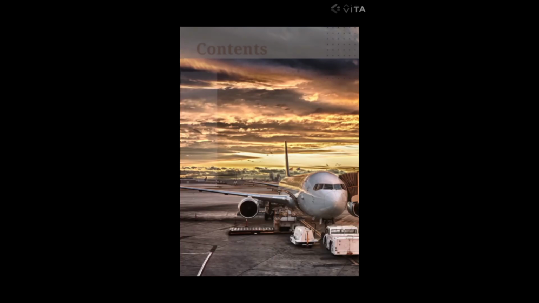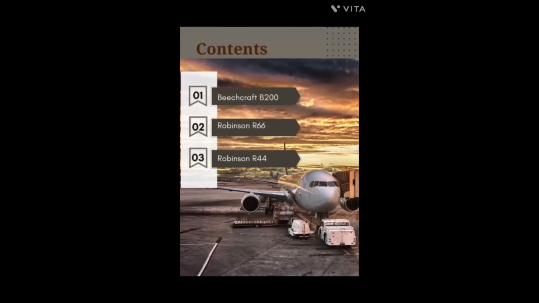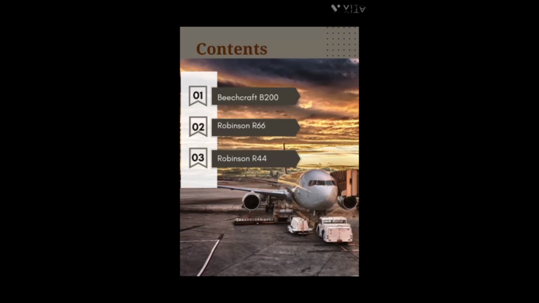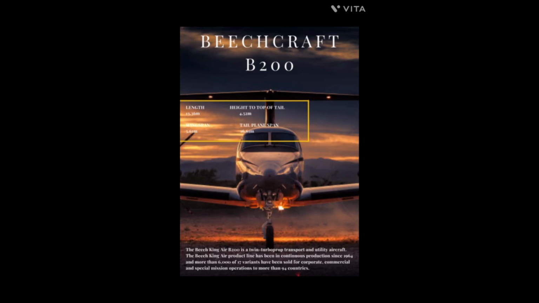Here I'm going to give a brief introduction on three aircraft. These are the Beechcraft B200, the Robinson R66, and at last I'm going to introduce the Robinson R44. Here we can see the Beechcraft B200. It is a twin turboprop transport and also a utility aircraft.